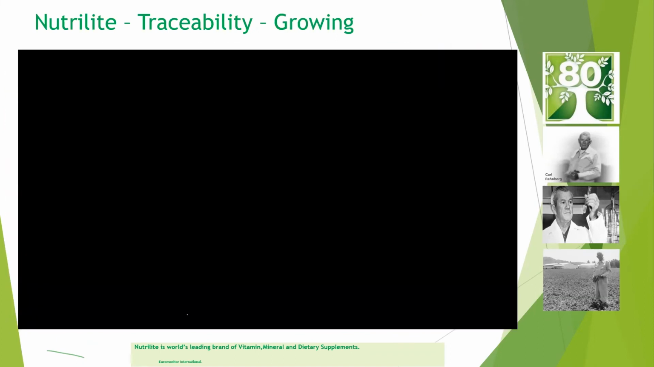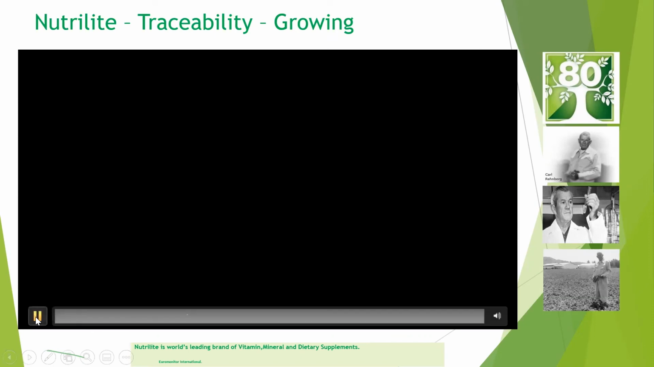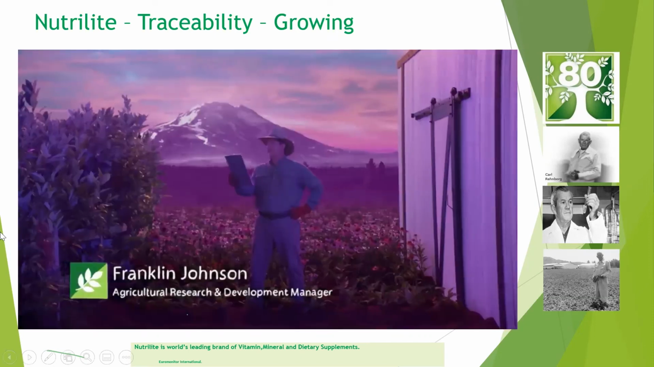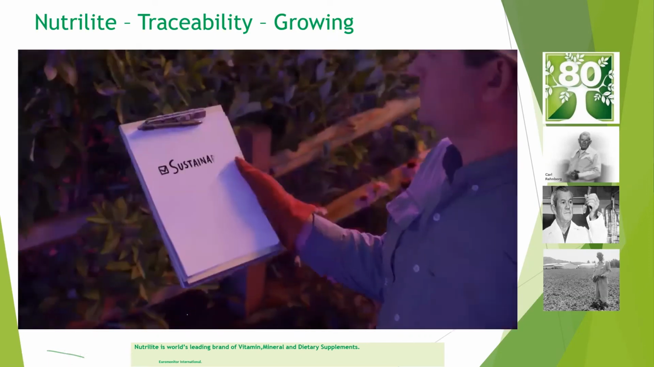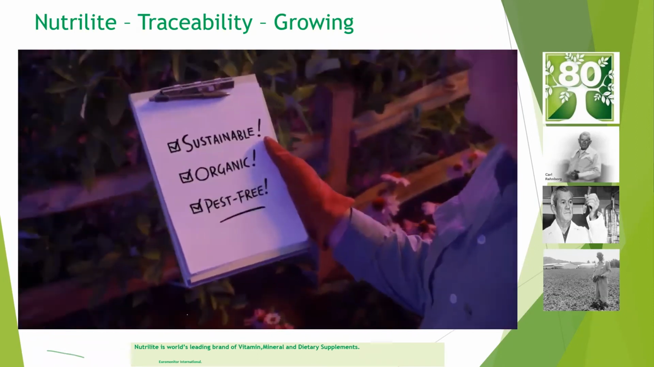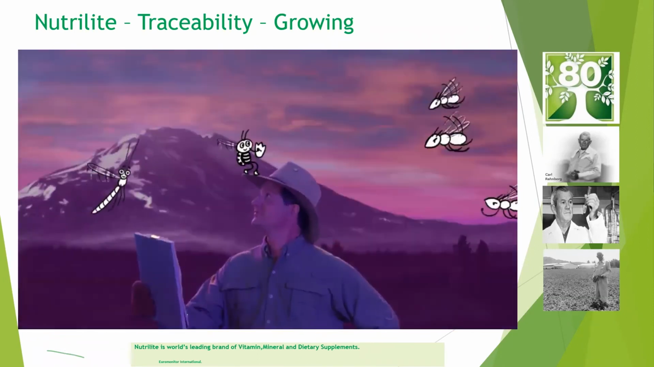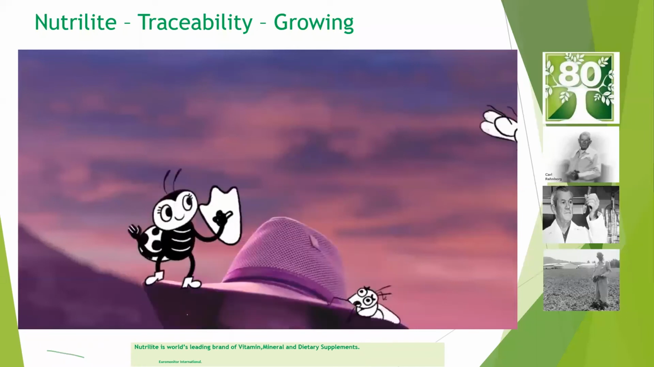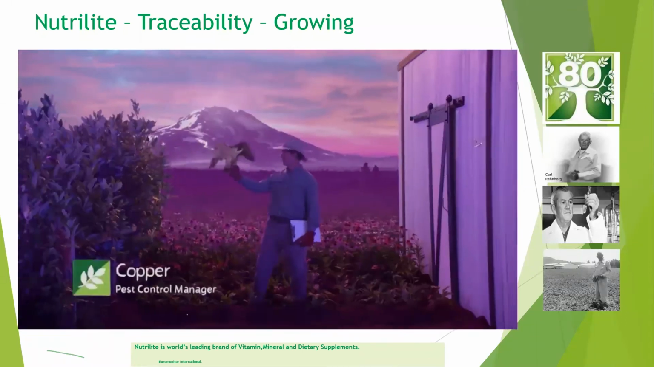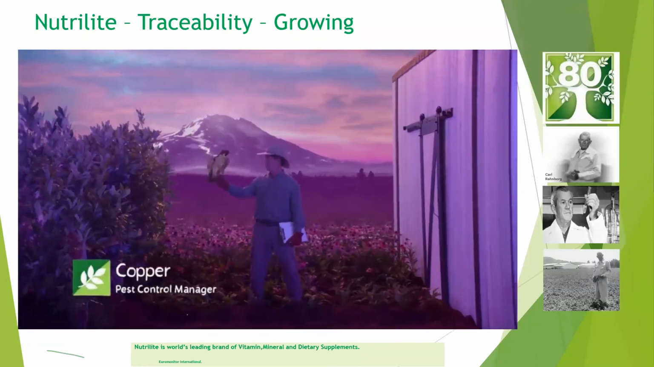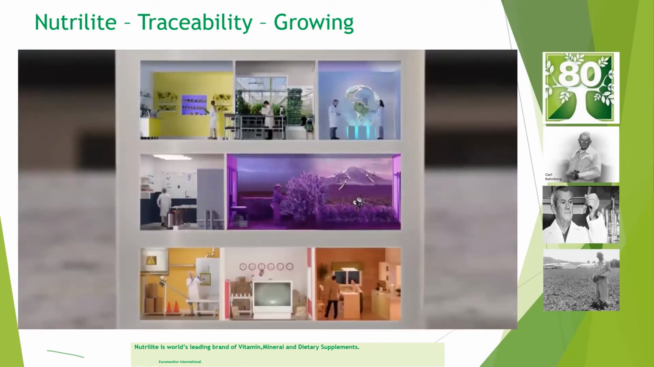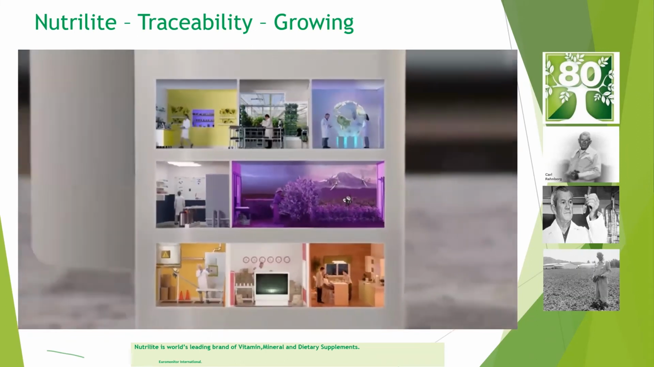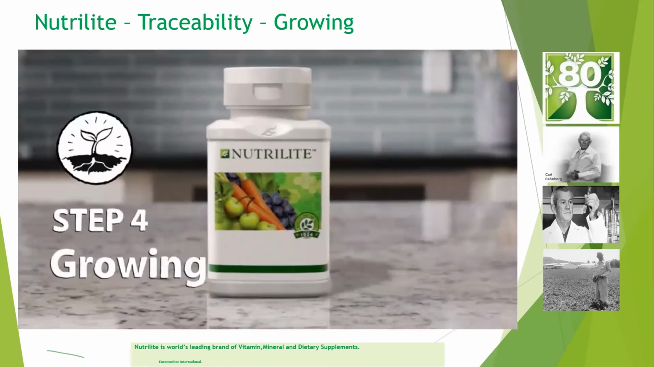Then comes the growing. Now that you have the farms, how are you taking care of this plant? How do you grow those plants, right? So that's the next. Imagine a farm where nature is used to protect nature, where no toxic chemicals are ever used, and where good bugs are employed to protect against bad bugs, and where natural pest control is the job of falcons, like copper. This is a world you don't have to imagine. This is the real world of Nutrilite traceability.